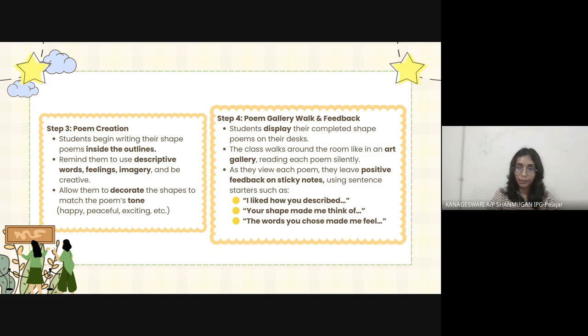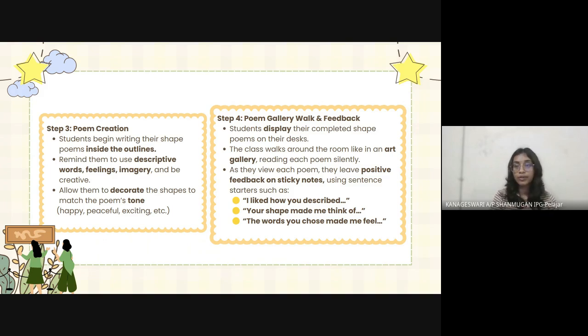First, begin by helping students brainstorm words related to their shape. For example, if the shape is a tree, words like branches, roots, leaves, grow, strong, and nature might come to mind. For a cloud, students could think about words like floating, dreaming, soft, calm, and so on. And next is writing the poem around the shape.